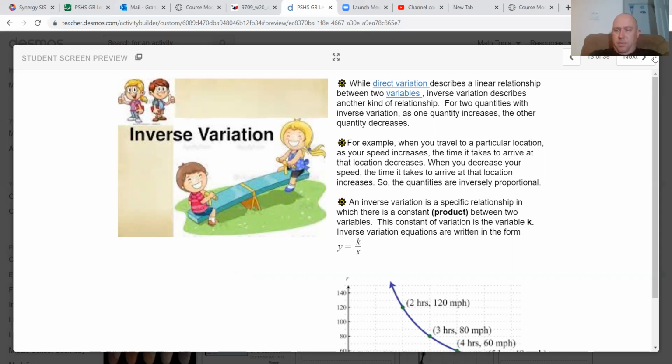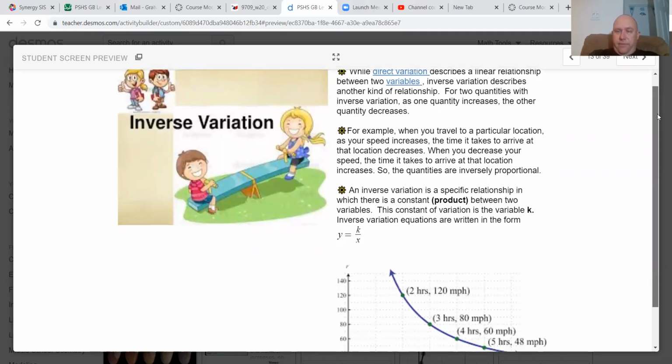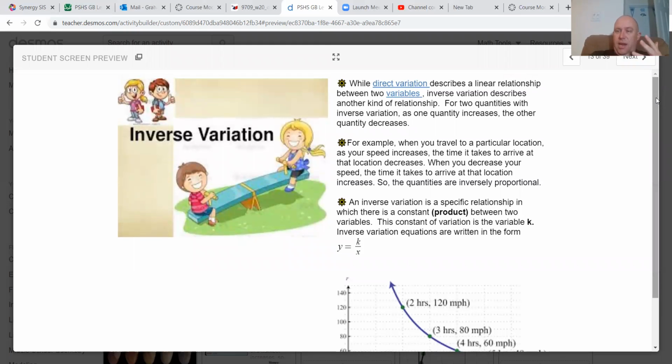All right, inverse variation. So this is a different type of variation. The thing with direct variation is as one thing increases, another thing increases. So for example, if you bought 2 t-shirts and it costs $20, obviously if you buy 5 t-shirts, it costs more, it'd be like $50. Now for inverse variation, the opposite is true. As one thing goes up, something else goes down.